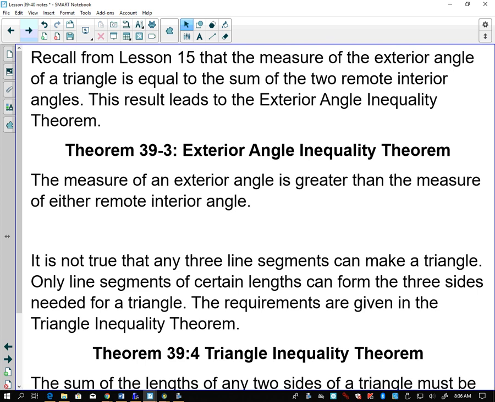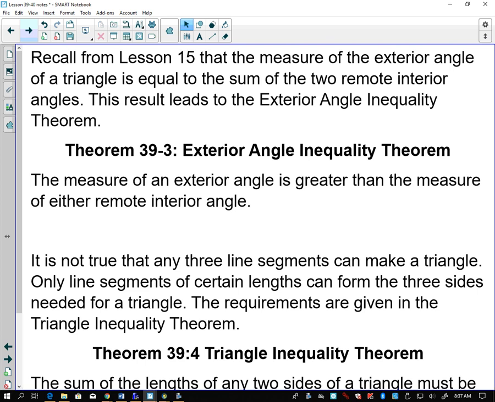It is not true that any three line segments can make a triangle. Only line segments of certain lengths can form the three sides needed for a triangle. What we're saying is that you can get any three line segments possibly to touch, but the difference is that they may not touch at their ends, right? They have to have a certain quality about them that allows three line segments of certain lengths to touch directly on their endpoints. Excess or shortage. Does that make sense? All right.